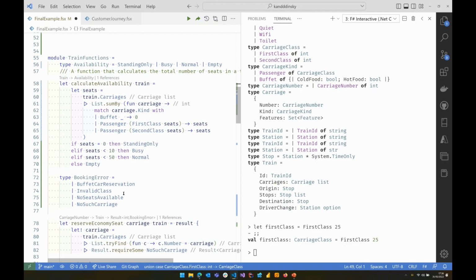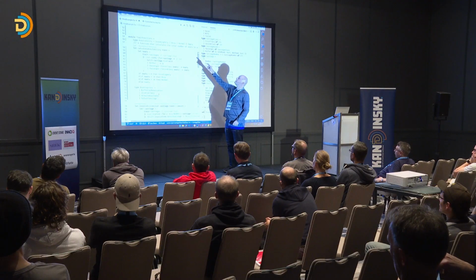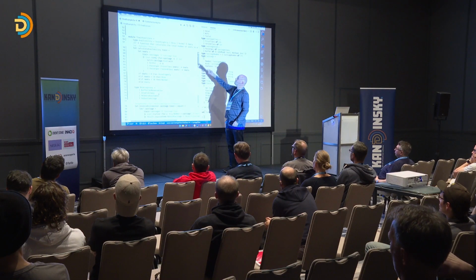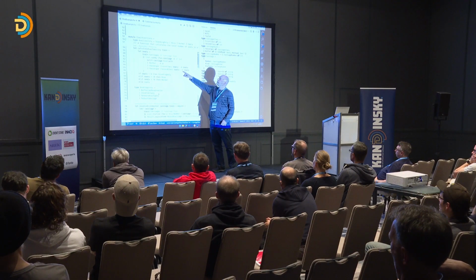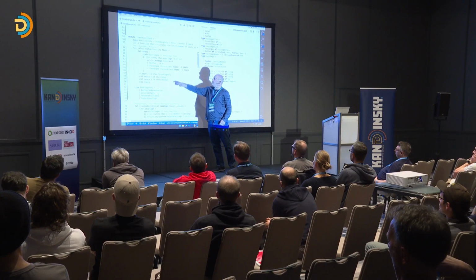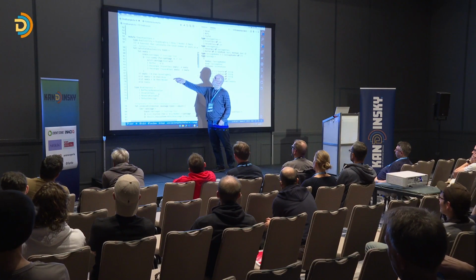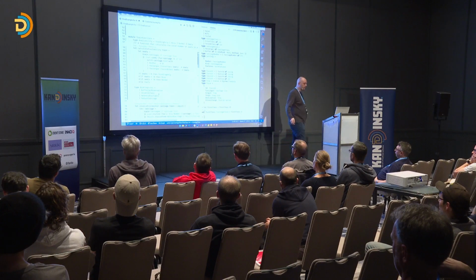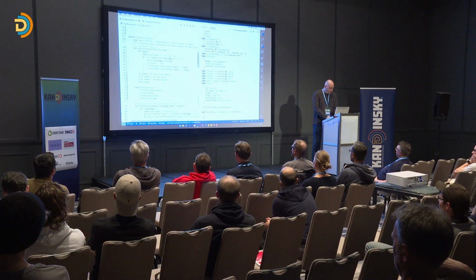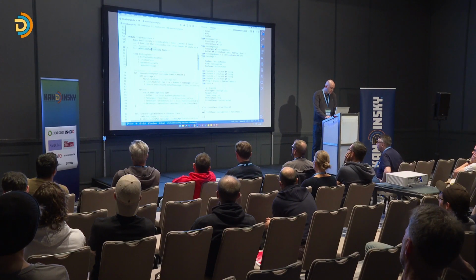So these are things like calculating the availability of a train. How many seats are left? I've said here that the availability can be standing, busy, normal, or empty. I'm adding up all the seats in the train. If the seats are 0, then it's standing room only. If it's less than 10, then it's busy. Less than 50 is normal. Otherwise, it's an empty train, and you've got all the seats to yourself. And we can do the same sort of thing with other functions and so on.